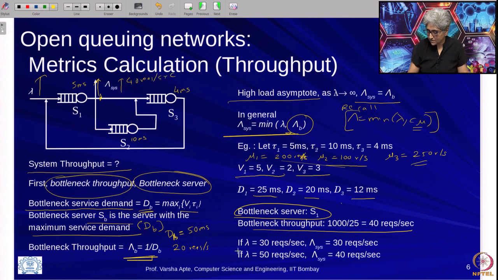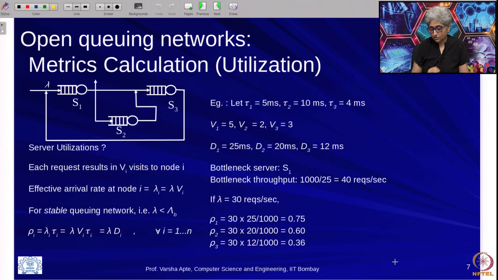Okay. So now just as an example, if the external arrival rate is 30 requests per second, this is less than 40, so the system throughput will also be 30 requests per second. If the arrival rate is 50 requests per second, the system throughput will have converged to 40 requests per second. Okay. Now let us look at utilizations, right? Throughput is clear, let us look at utilizations.